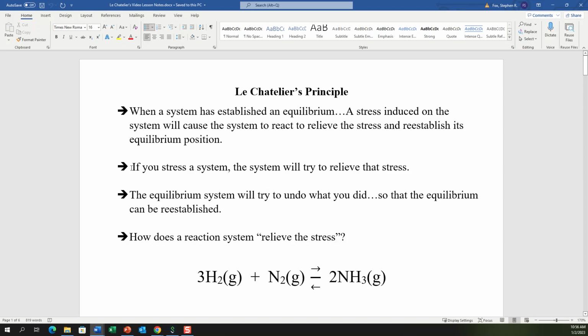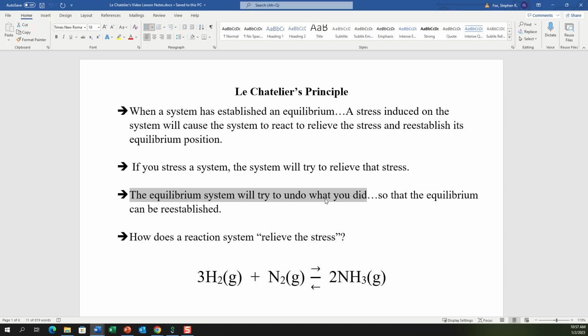Okay? So Le Chatelier's principle in a nutshell is if you stress the system, it will try to relieve the stress. The way I think about it is the system will try to undo what you did. So it's as simple as that. If I add something, it's going to try to take it away. If I remove something, it's going to try to add it. If I increase the pressure, it's going to try to decrease the pressure. If I decrease the pressure, it's going to try to increase the pressure.